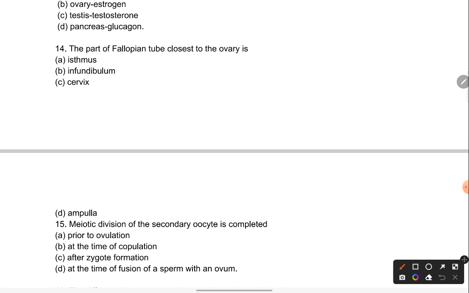Meiotic division of secondary oocyte is completed. Secondary oocyte, what is it? Secondary oocyte is the resultant cell formed after first meiosis in oogenesis. Okay. And the secondary oocyte, after completing this first meiosis, stops its division. And the secondary oocyte will complete its second meiotic division only after fertilization or only during fertilization. Okay. So here the question is what?